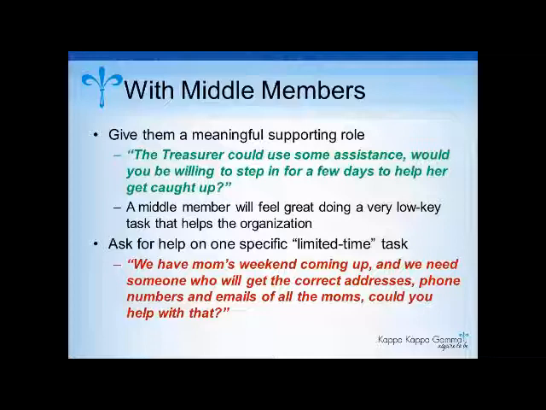You know, asking for help on one specific limited time task. Example, we have Moms Weekend coming up. We need someone who will get the correct addresses, phone numbers, emails of all the moms. Could you help us out? Again, that very time-specific place where she can walk away feeling like she really had added value.